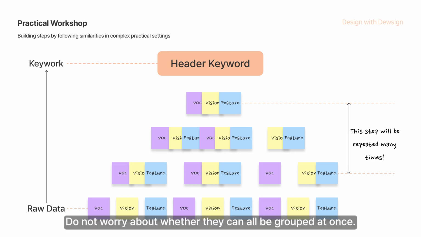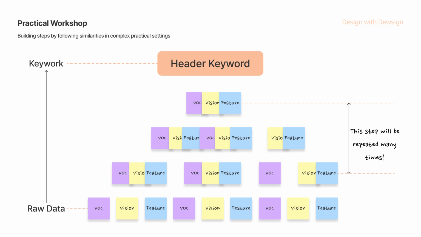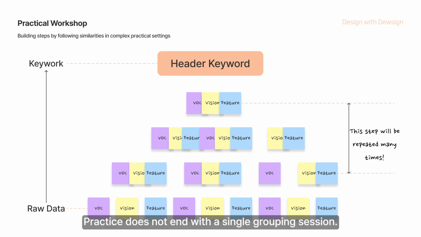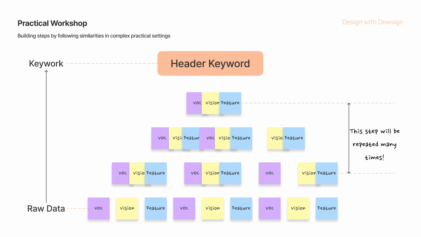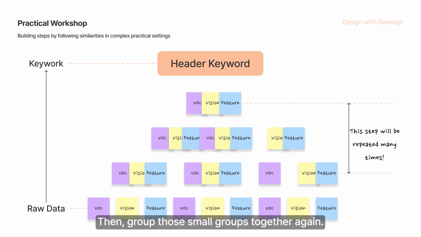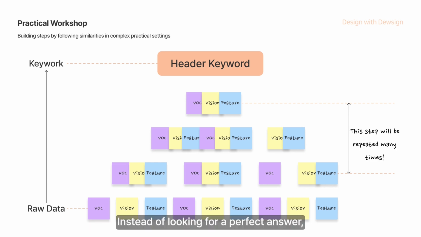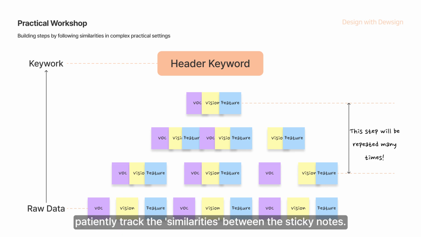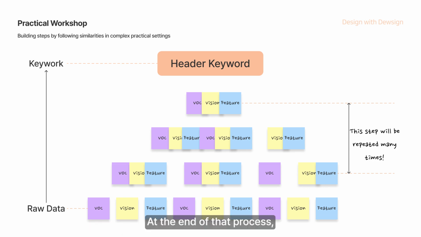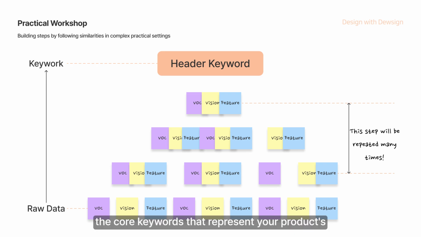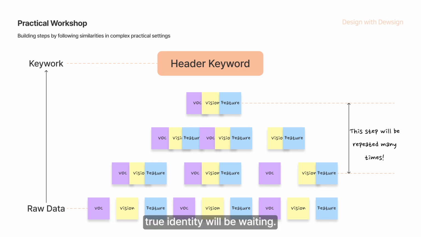Do not worry about whether they can all be grouped at once. Practice does not end with a single grouping session. First, create very small groups of 2 or 3. Then, group those small groups together again. Keep adding groups to groups and move up one step at a time. Instead of looking for a perfect answer, patiently track the similarities between the sticky notes. At the end of that process, the core keywords that represent your product's true identity will be waiting.